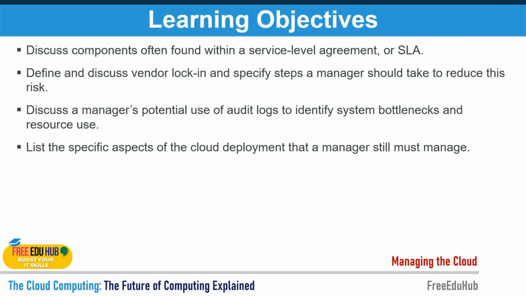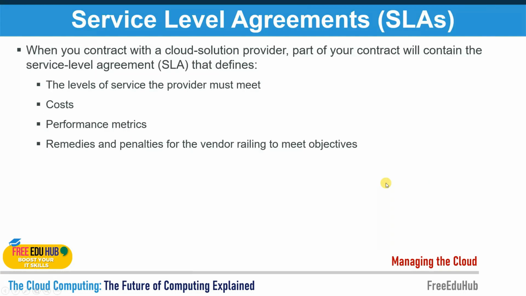So the learning objectives for this chapter are: we'll discuss the components often found within a service level agreement, define and discuss vendor lock-in and specific steps a manager should take to reduce this risk. Then we'll discuss a manager's potential use of audit logs to identify system bottlenecks, etc., and resources which are used, and list the specific aspects of the cloud deployment that a manager still must manage.